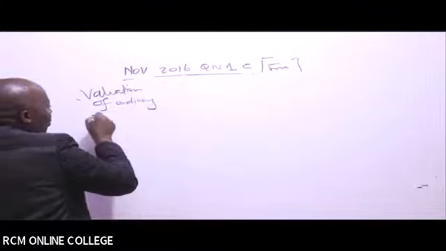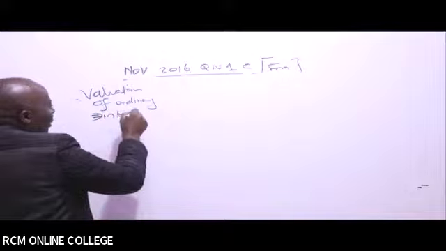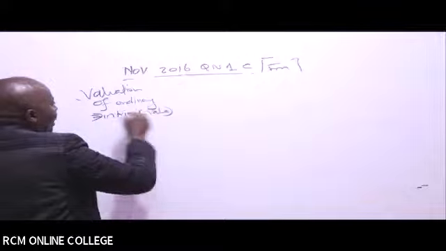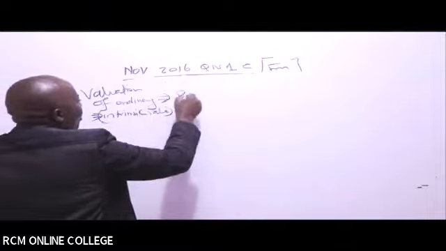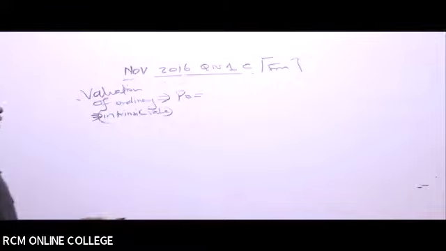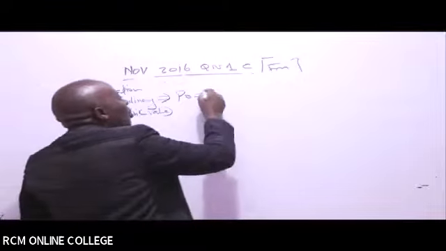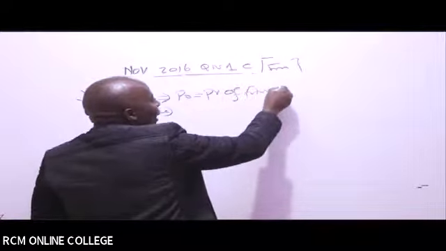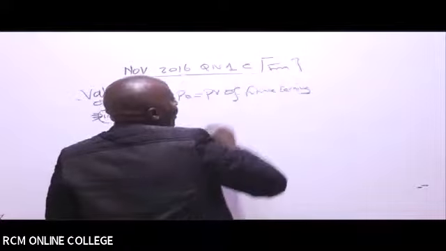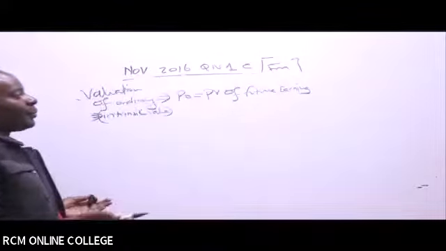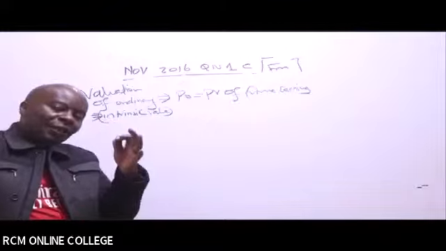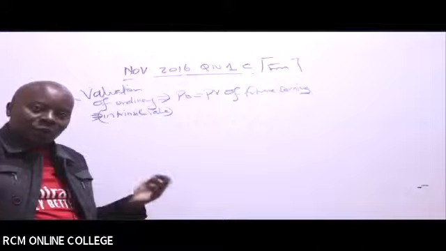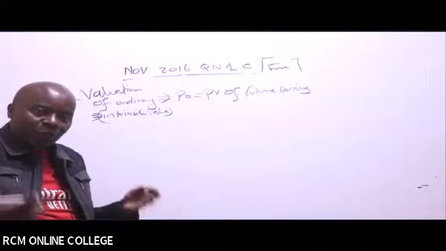Valuation of ordinary shares. In this case, of course, this is intrinsic value, what we call P0. How do we get this P0? It's very easy. It is the present value of my future earnings. So if I know I will be getting this much from my shares, then I discount them. Then that will give me the value that I'm willing to pay.